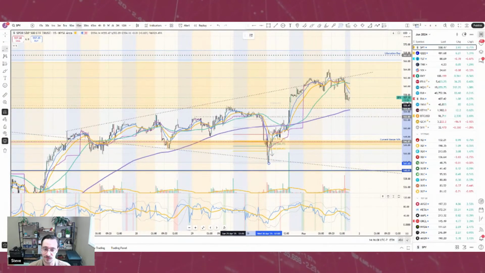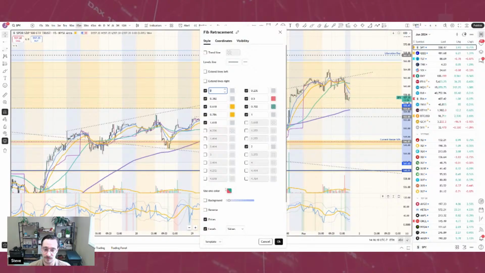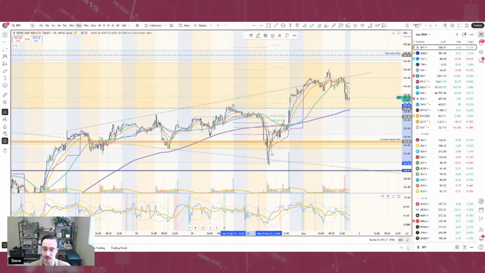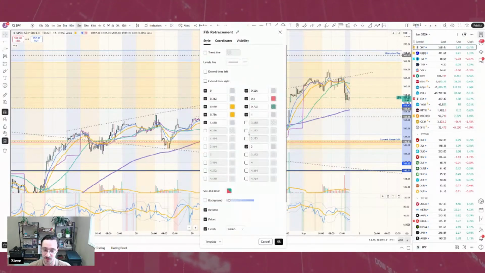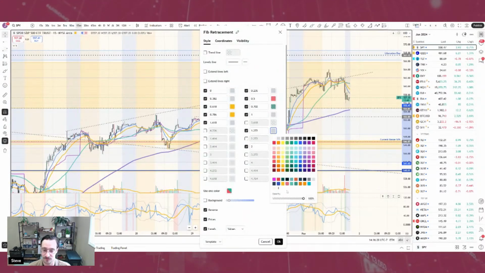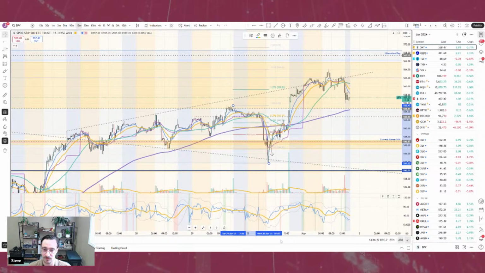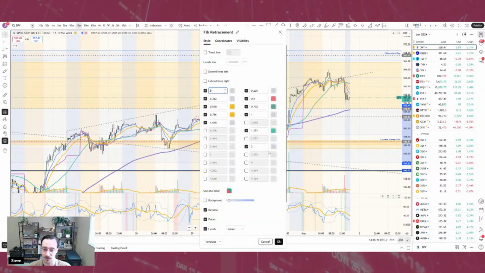So this low to this high, we see we have some targets up above, right? I'm going to add that one that I mentioned, there it is. Put that in green. And we'll put this in green as well.